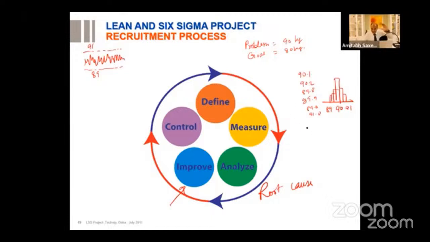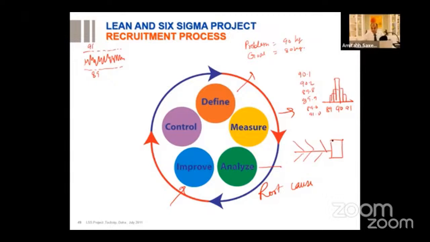So now I have measured. I'm in the measure phase. So defined, measure. Analyze, I identified the root causes. What are the root causes? What are the possible causes? First is possible causes. We use cause and effect diagram, also known as Ishikawa diagram, fishbone diagram. I'll tell you how to make a fishbone diagram in a short while.